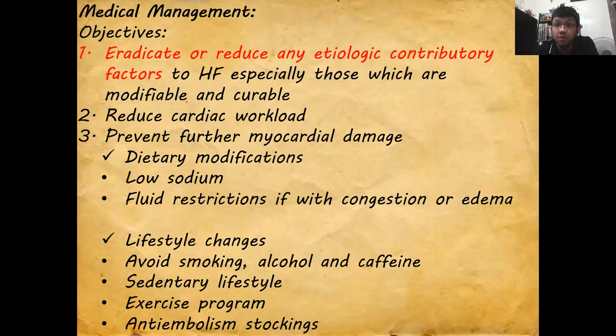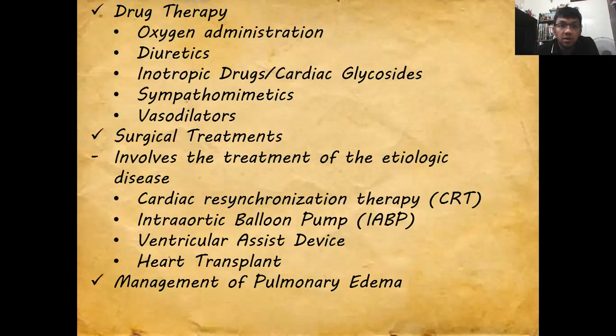Anti-embolism stockings are also given to patients to prevent the formation of an embolus inside the patient's legs, because this can lead later on to a pulmonary embolus. Drugs are the following. We need to administer oxygen, most especially to patients who are suffering from shortness of breath or dyspnea. Diuretics can be given, such as Lasix, to lower the blood volume. Inotropic drugs or cardiac glycosides are given, such as digoxin.